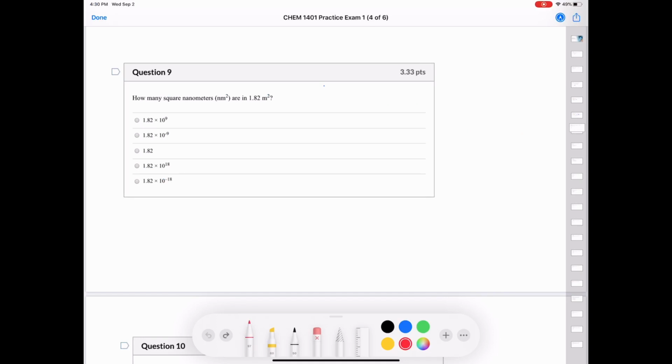Question number 9. How many square nanometers are in 1.82 meters squared? Well, the first thing you need to know is that in 1 meter, there are 1 times 10 to the 9 nanometers. And so we can use that conversion factor to help us solve this problem. So when we have 1.82 meters squared, we can use this conversion factor, 1 meter, and we know that in 1 meter we have 1 times 10 to the 9 nanometers, and what we have to do is we have to square the whole thing.